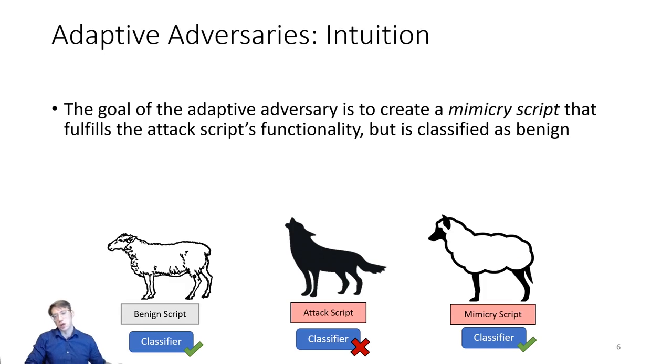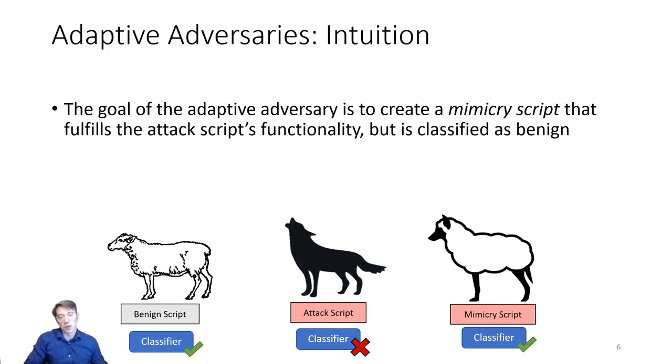Indeed, the intuition behind an adaptive adversary is that they might be able to create what's known as a mimicry script in our terminology. That is to say, it looks like a benign script, but it behaves like an attack script. It still fulfills the attack functionality. So it's sort of a wolf in sheep's clothing, if you will.